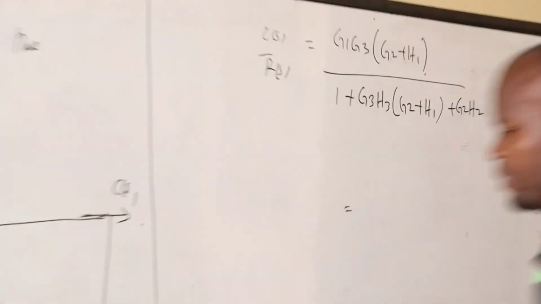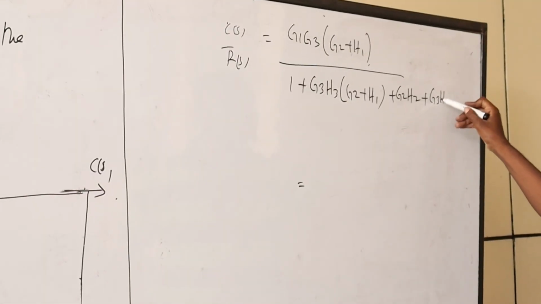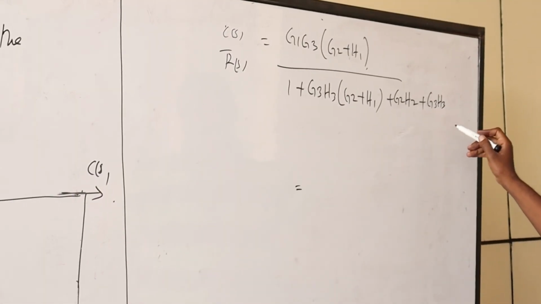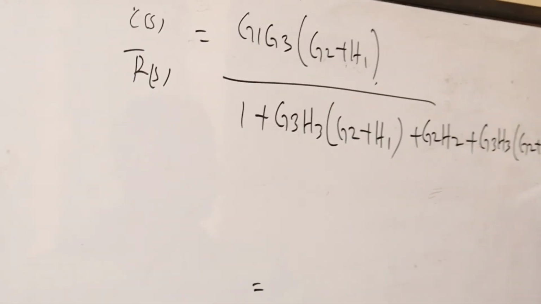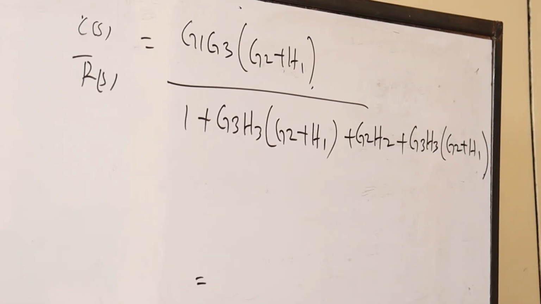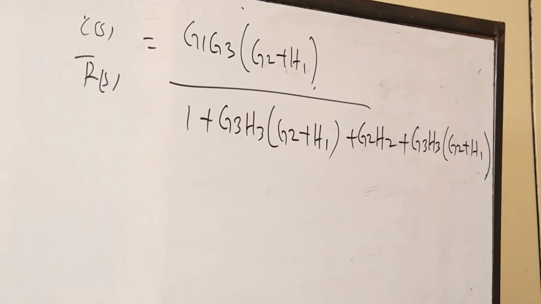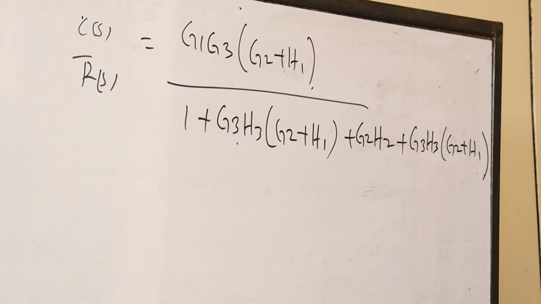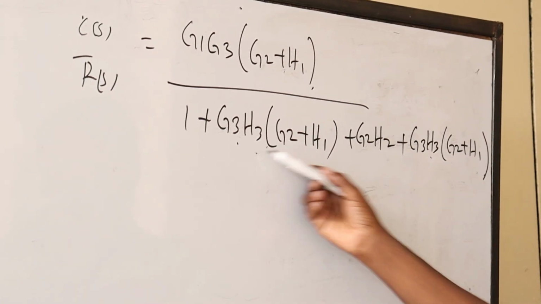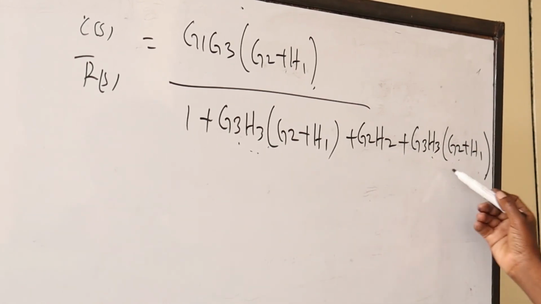Then plus G3H3 into G2 plus H1 into G2 plus H1. That is now the expression that you are going to have. Of course, this one and that one, if you combine them, is 2 G3H3 into G2 plus H1, because they are the same. So that is 2 of that.